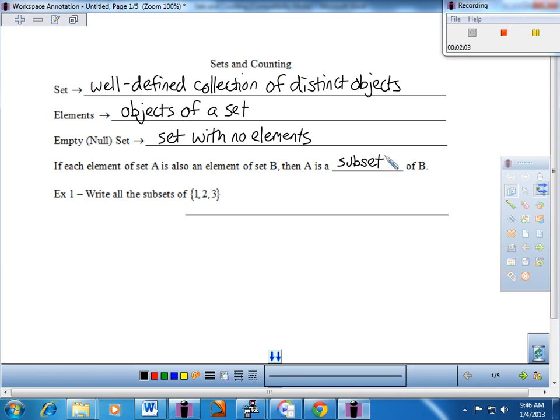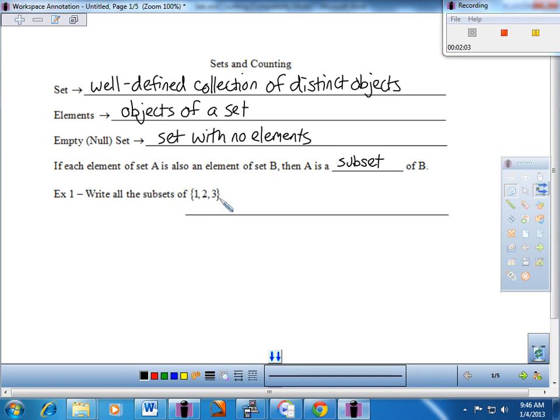So sets within sets, and that would be the case here. So let me just reread that, and then we'll go ahead and do example one to kind of back that up. But if each element of set A is also an element of set B, then A is considered a subset of B. So let's go ahead and just start out with example one here, just kind of writing a few things out. It says write all of the subsets of this set right here.